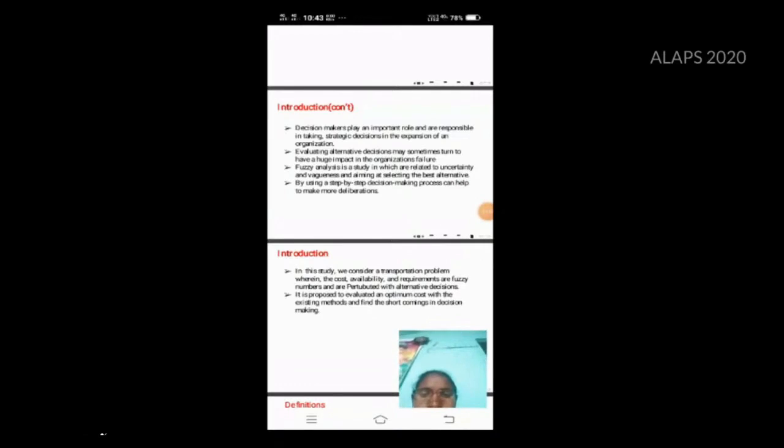In this study, we consider a transportation problem wherein the cost, availability, and requirements are fuzzy numbers, and they contribute to the alternative decisions. It is proposed to evaluate an optimum cost with existing methods and find the shortcomings in decision making.